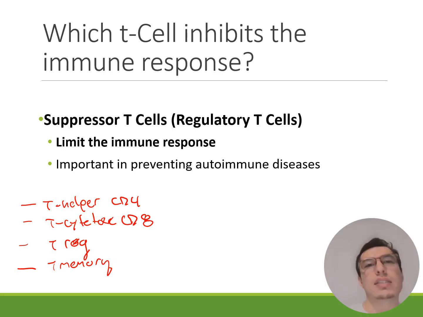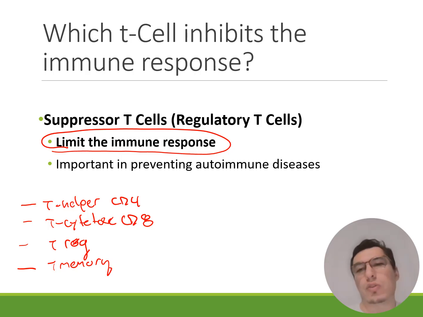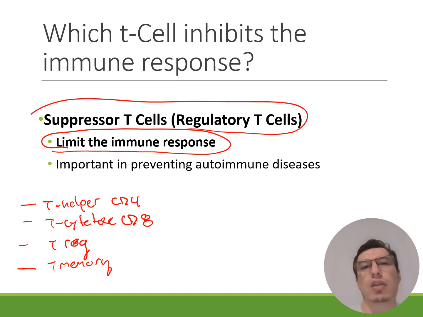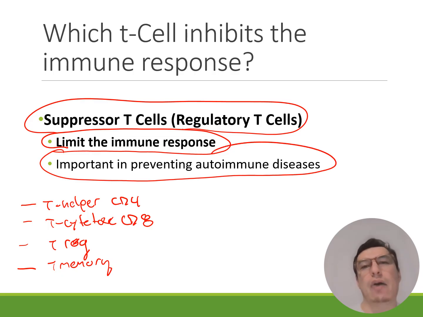Now, what are these T regulatory or suppressor cells? They limit the immune response. If you were to produce a lot of antibodies without check for a pathogen, you may cause mutations and you may end up developing antibodies against your own tissues. So you want regulatory T cells to downregulate this response to limit the immune response so that we can prevent autoimmune diseases.